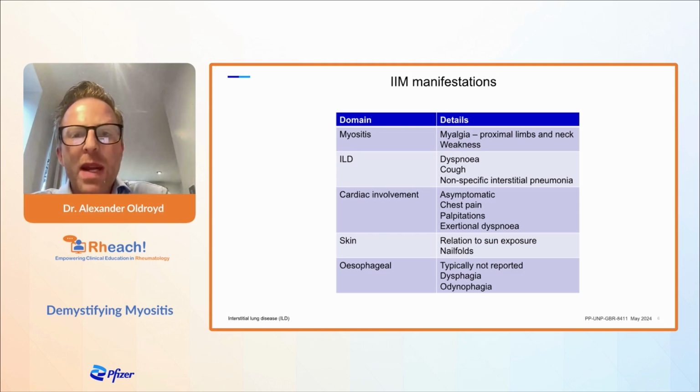So they may present to their primary care physicians, the dermatologists, the respiratory physicians, the neurologists, the cardiologists, the gastroenterologists as well. So the myositis, understandably, will lead to myalgia, proximal limb and neck weakness as well. Interstitial lung disease, understandably, shortness of breath, cough. They particularly have non-specific interstitial pneumonia as well.